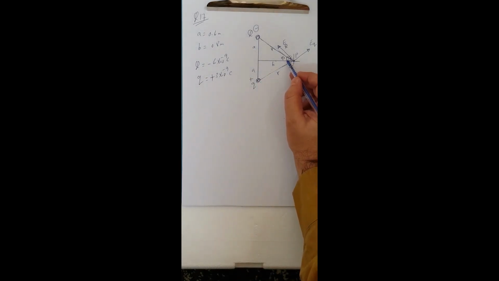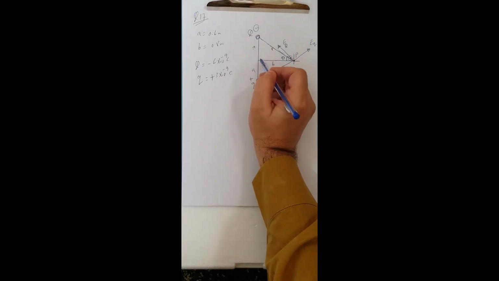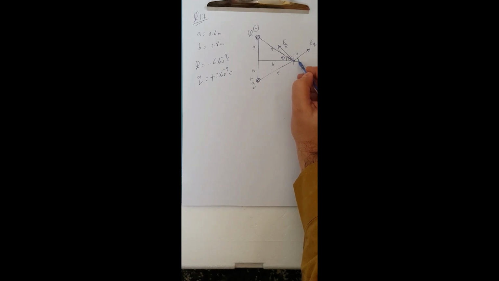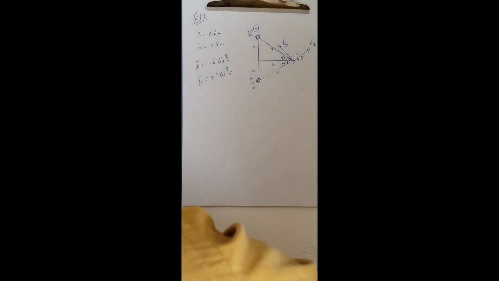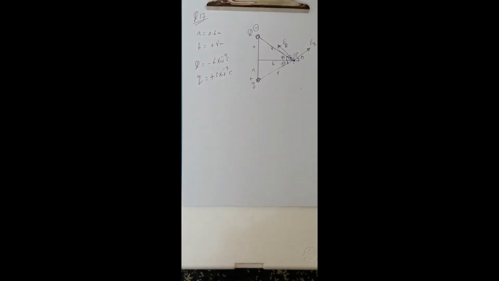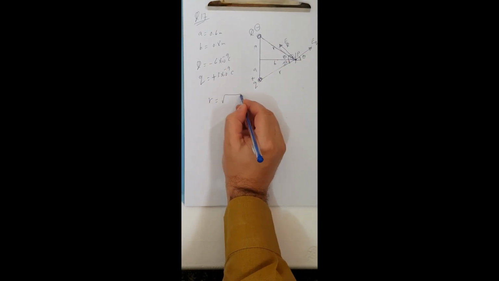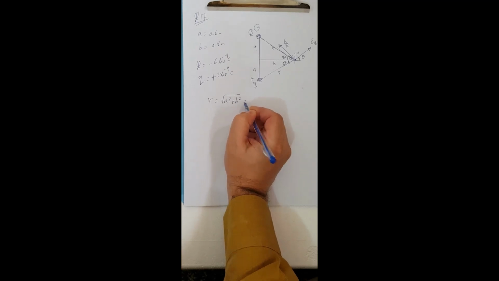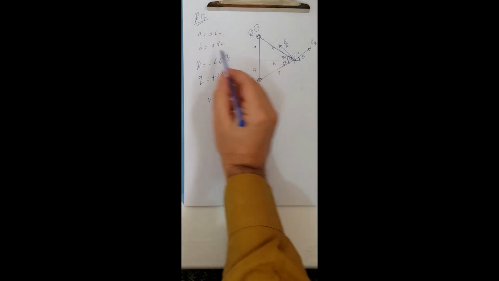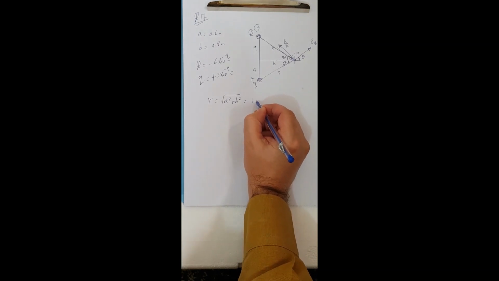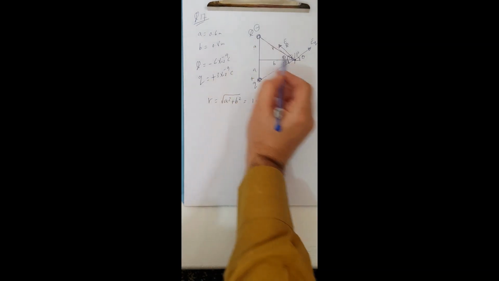Now we need to find this angle. The angle can be found by sine or cosine if you know A and B. This angle for this vector is the same as this angle, so it's theta as well. If you find one theta, you can use it for both. Now we need to find R, which you find by the Pythagorean theorem, A squared plus B squared, and when you substitute these values it is equal to 1 meter. So R is the distance between both.